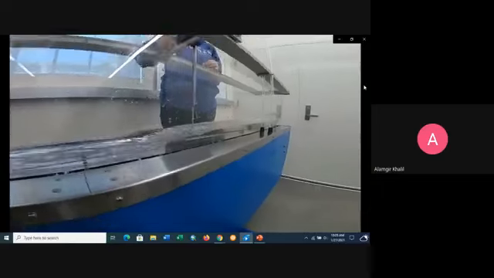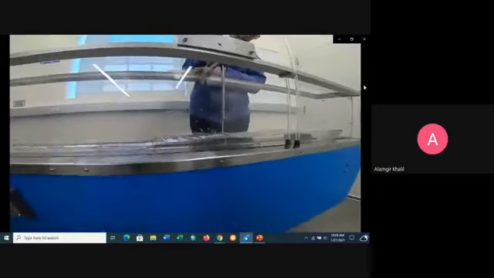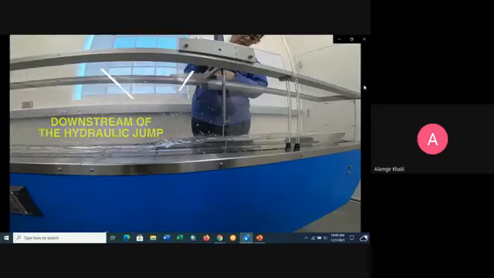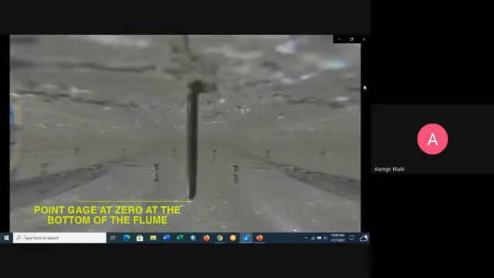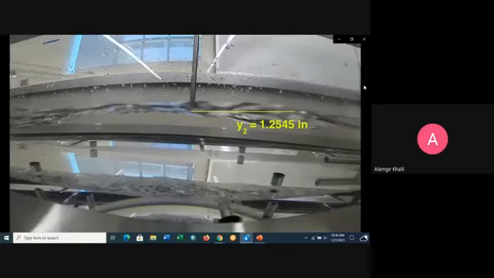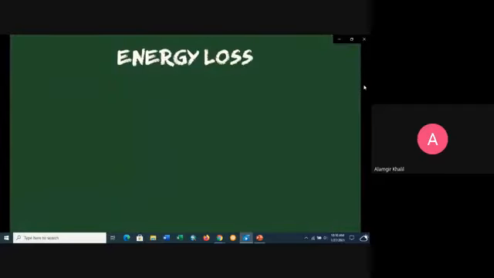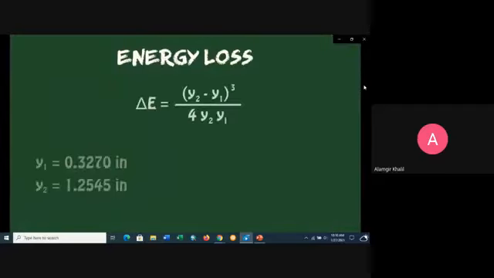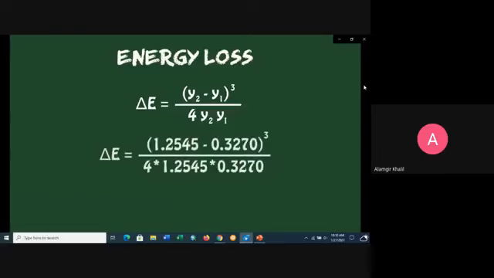Now next we will measure the depth downstream of the jump. This is now the downstream depth of the jump. This is for a rectangular channel, as we already discussed. So you just need to measure the depth upstream and downstream of the jump, and this is how you can calculate the energy loss.